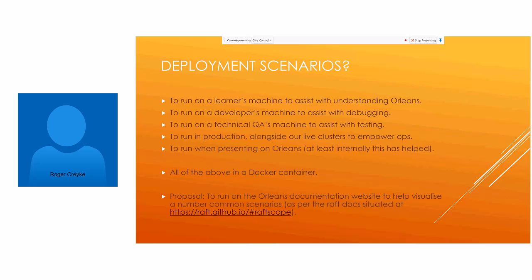We've also used it when trying to explain the Orleans model to developers that aren't familiar with it. And we're hoping to put it in a Docker container so it becomes simpler to execute on a local machine. We also think that maybe it could be useful for visualizing what's going on in a standard Orleans application for demonstration purposes. So one potential scenario could be from a documentation perspective.